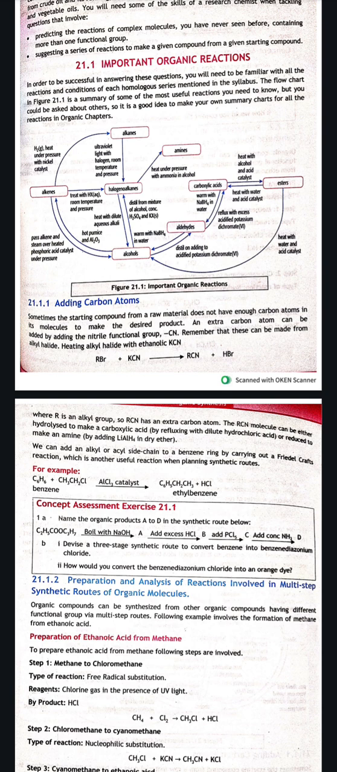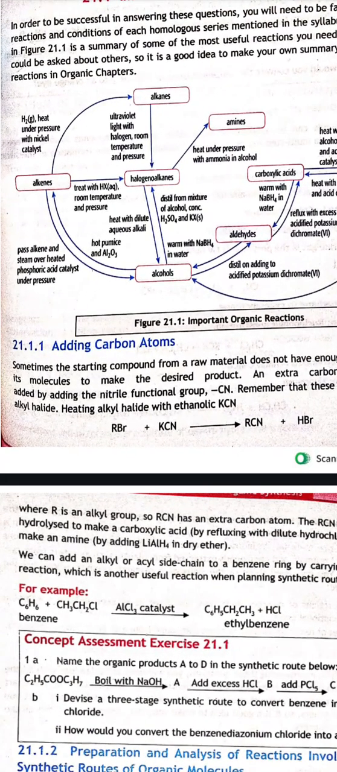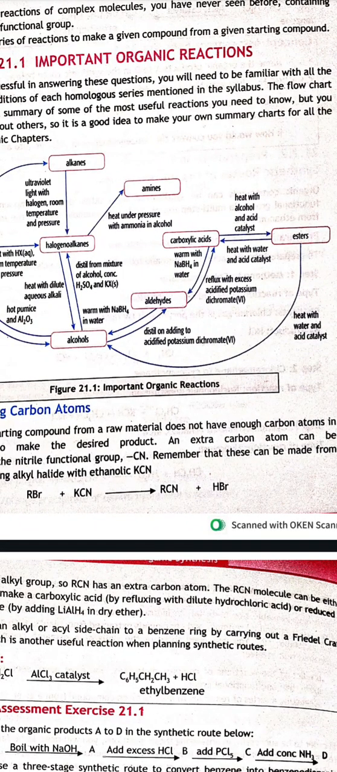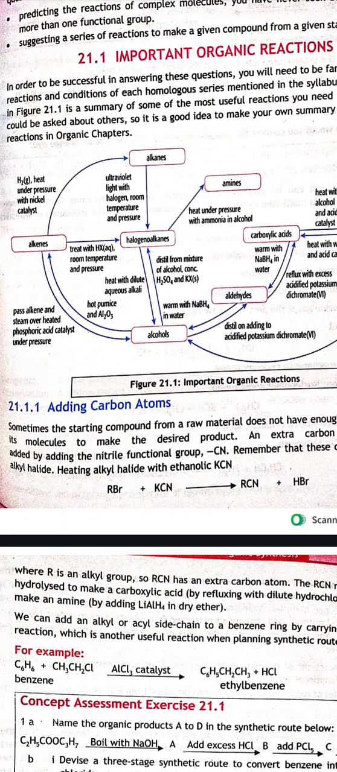The flow chart is a summary of some of the most important reactions. This is a chart which involves different reactions of alkanes, alkenes, alkynes, and alcohols. These reactions are all interrelated, and we can use one as a starting product and prepare another functional group from that reactant. So we can use these different compounds in the chemical reactions.